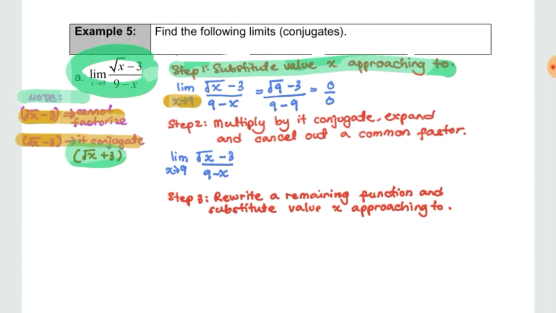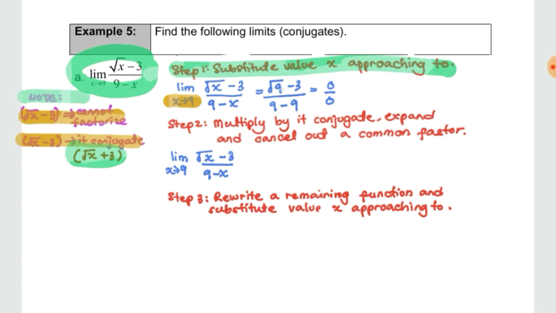Example 5. Find the following limits by conjugate. For question 5a, the limit of square root x minus 3 over 9 minus x when x approaches 9. So first step here, substitute the value x approaches 9. So that means we can substitute 9 inside the variable of x.